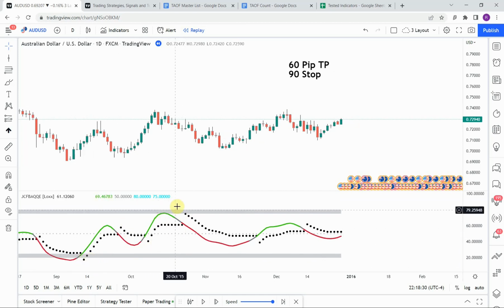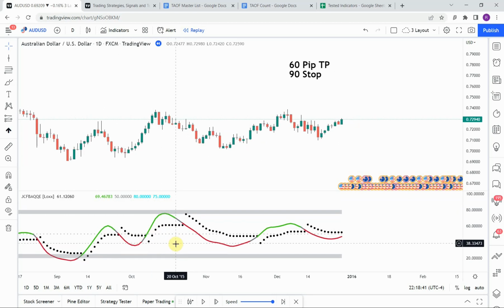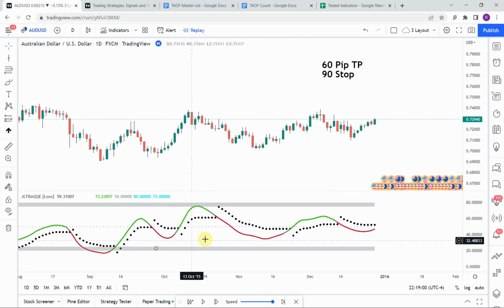So let's take a look at the top side. So green, the oscillating line comes up into the green color there and up into the overbought area, that gray area there on top. And then as it comes down right here, we can see that the dots are under the line, and then it jumps to above the line right here. That would be a signal to then go short at that point.